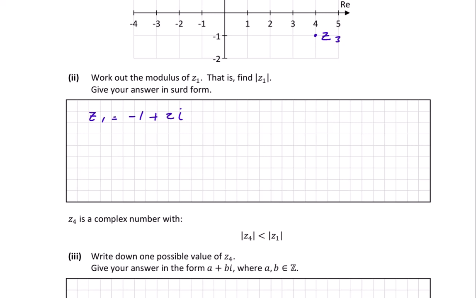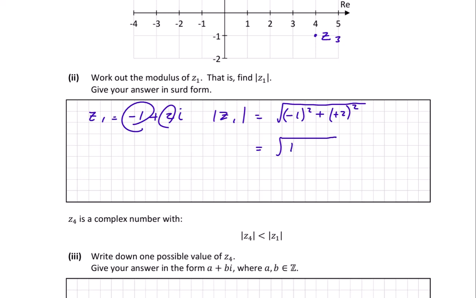So to do the modulus of Z1, you take the square root of this number here, which is minus 1, and square it. Plus you take this number, including the sign, so it's plus 2, which we've got to square. So it's basically the square root of a squared plus b squared. You don't include the i. So here we've got the square root of minus 1 squared is plus 1, plus 2 squared is plus 4. So our answer is just the square root of 5.